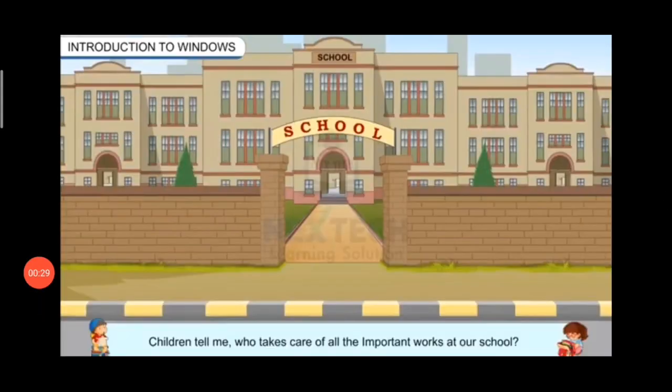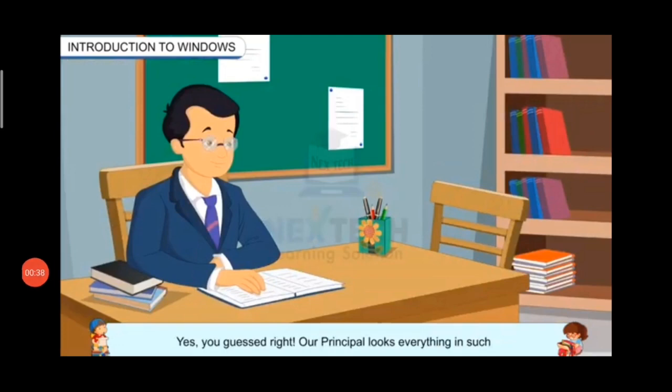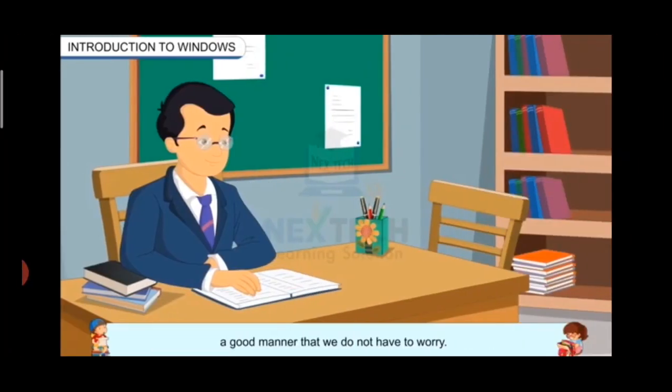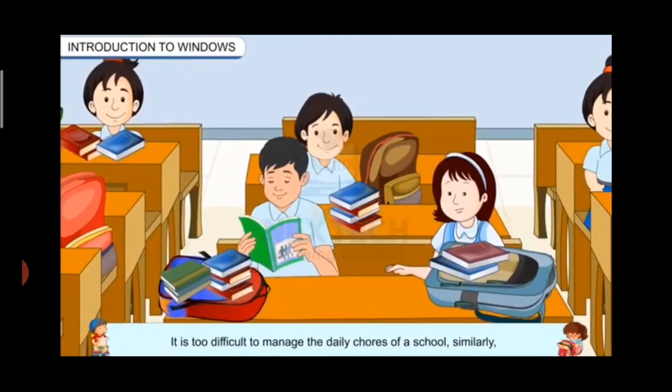So children, can you tell me who takes care of all the important works at our school? Yes, you are right. Our principal looks after everything in such a good manner that we do not have to worry. Principal manages all the work of our school. Now, assume that our principal is away from the school and we have to manage the school. Have you seen any school without a principal? No, we can't manage the school without a principal. It is too difficult to manage the daily chores of a school.